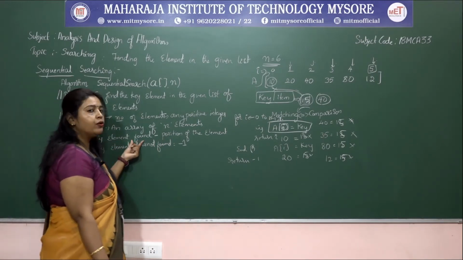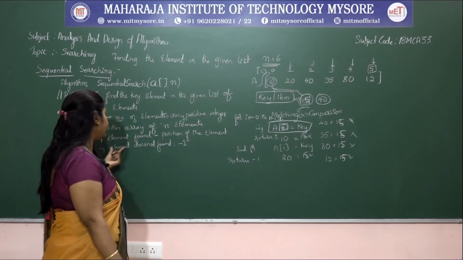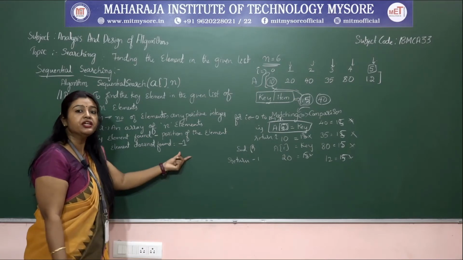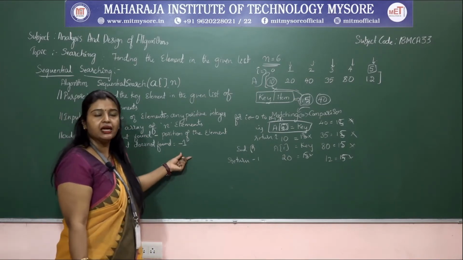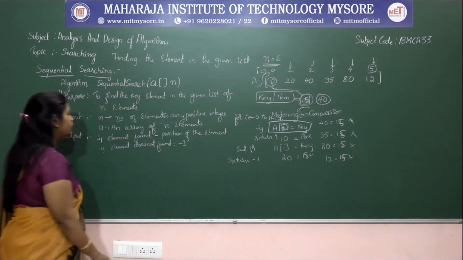The output we are expecting: if the element is found, we return the position of that particular element. If the element is not found, we return -1, saying the element was not found. Now let us write the algorithm.